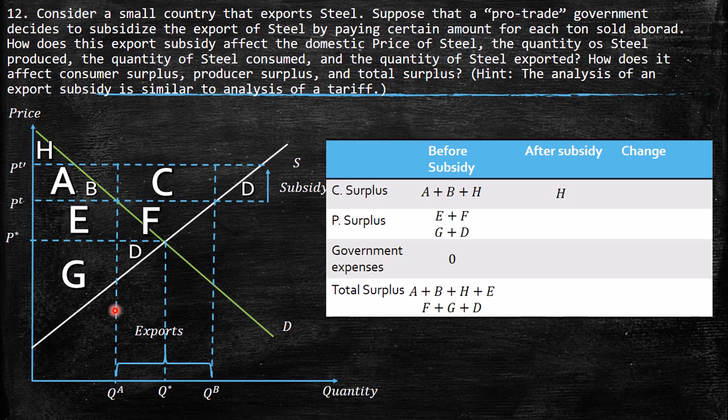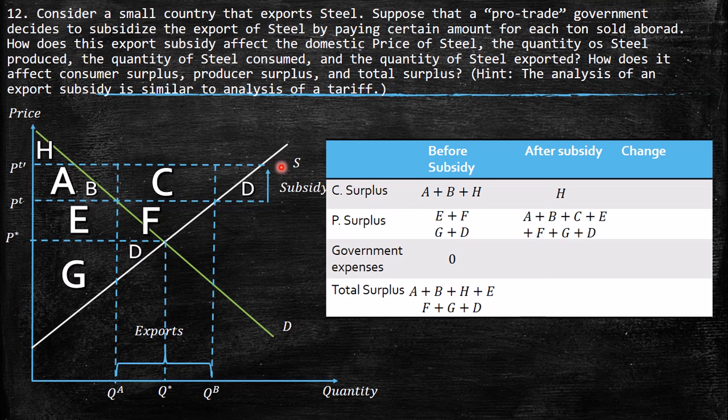Now after the subsidy, consumers have to pay, actually, it's interesting here because I put H, but the world price doesn't change, so consumers have to pay the same. They have to pay H plus A plus B. This is going to be the price that they have to pay after the subsidy.